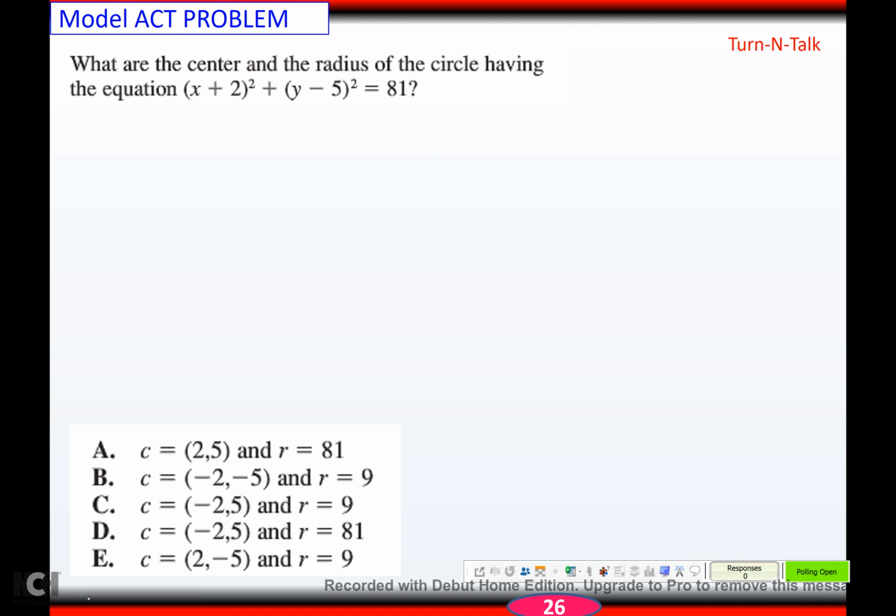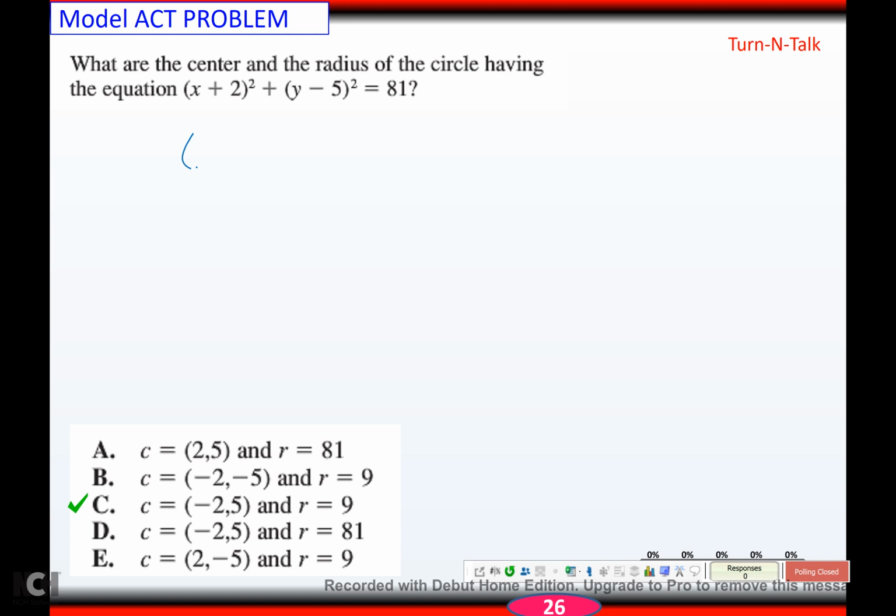All right, try this one. Hit pause, come back when you're ready. All right, it says, what are the center and the radius of the circle having this equation? Guys, anytime you've got x plus something squared and y plus something squared equals something not 1, if it was 1 over here, you probably have an ellipse or a hyperbola. But when the other side's a perfect square, it's pretty guaranteed that it's a circle.